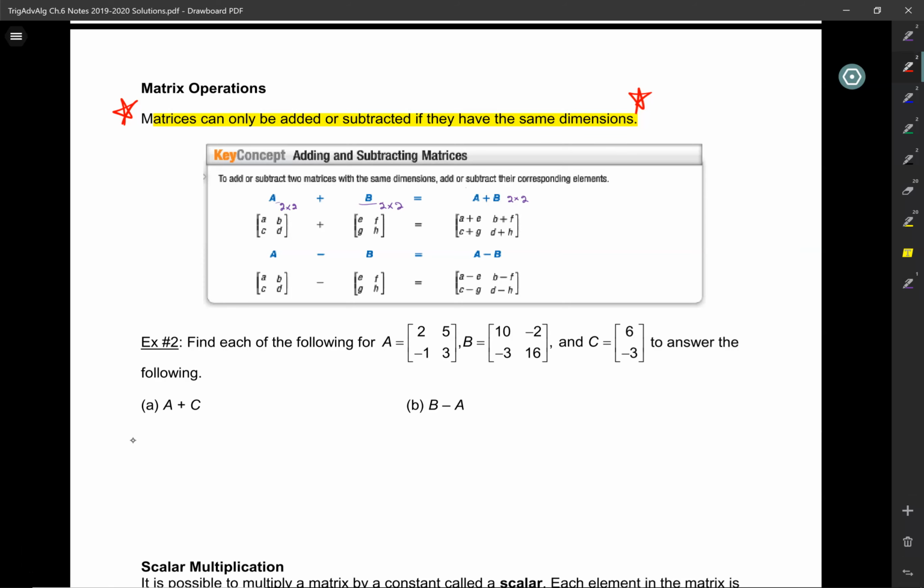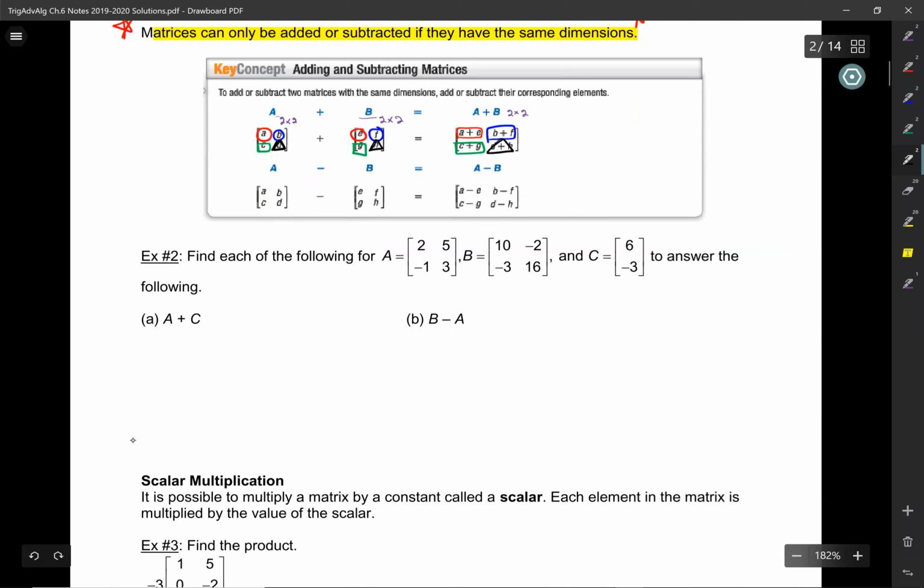Okay, so how do we do this? It's very, very easy. You take the first element of A and the corresponding first element of the second one, A and E, and you add them to each other. Then B and F, and you add them to each other and you put them in the exact same spot. C and G, bottom left, you add them and you put it bottom left. D and H, okay? And then when you subtract them, it's exactly the same thing.